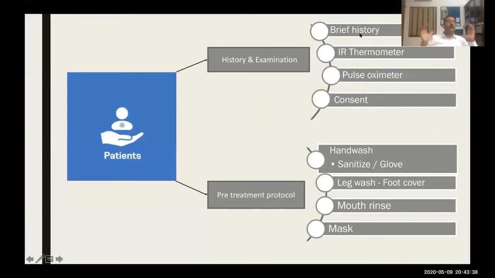At the moment, there is no need to talk about travel history because we've crossed that time and it is really not relevant at the moment. So we can just find out if there are any symptoms like fever or cough. There are so many symptoms, and you are already overloaded with that information, so I'm not going deeper into that. So we take a brief history, and with that history, we can check with the IR thermometer.